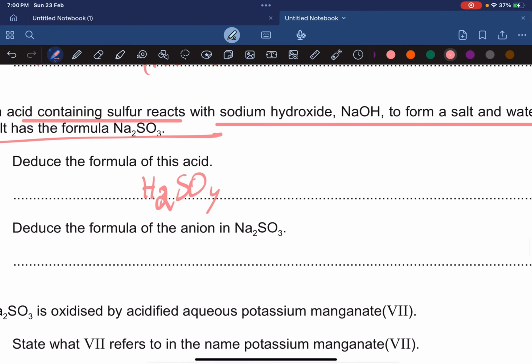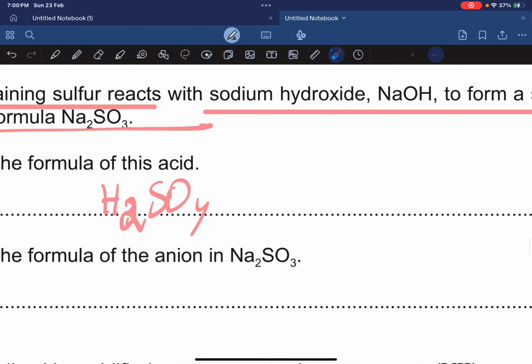Deduce the formula of the anion in SO. Okay, there's a problem here that you have to figure out. What is the problem? You have to only write the formula of the anion. If you check, there is one thing. It might not be H2SO4. H2SO3 is also an acid, and it is known as sulfurous acid.